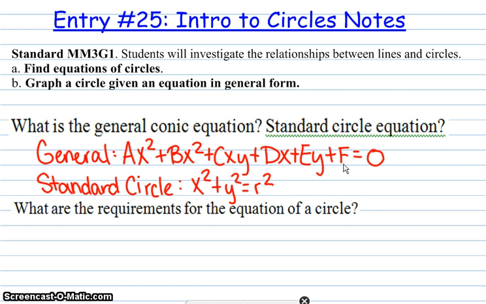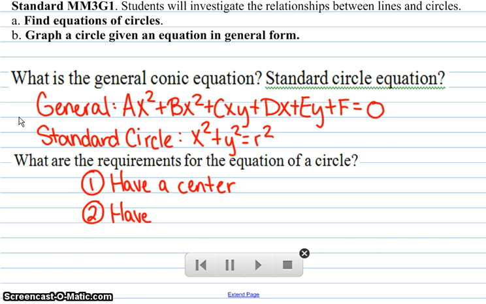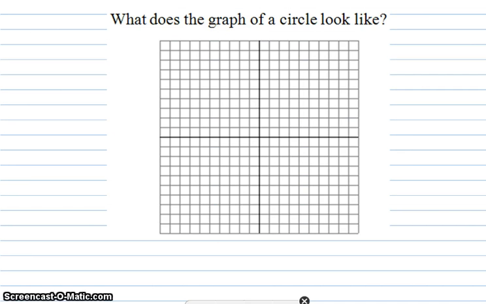Then the next thing we need is the requirements for the equation of a circle. First up, we have to have some sort of center, so we know where to start graphing our circle from. The second thing we need is a radius, because if you think of a circle, every direction is the same distance, which is the definition of the radius. Alright, let's move on to our next slide.